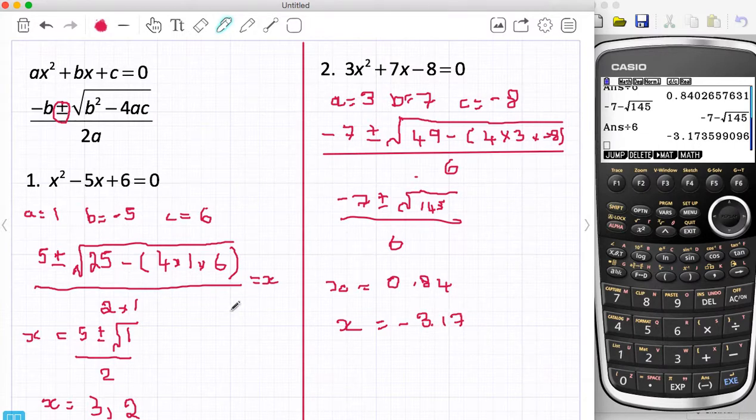Okay, so that's basically using the quadratic formula. Tips when you first start using it: identify your A, your B, your C, be careful of the minus number, and use a bracket here with the 4AC.